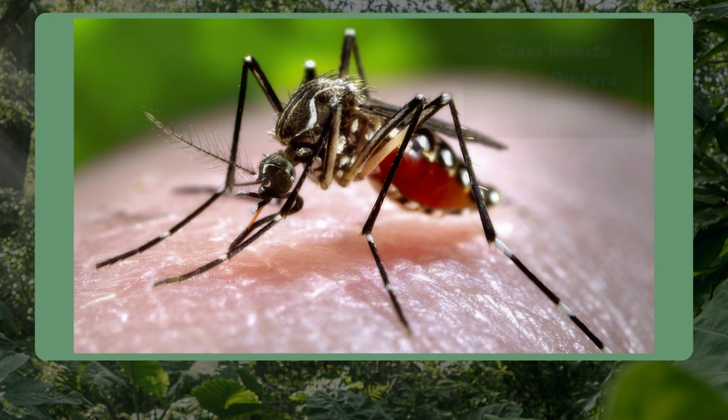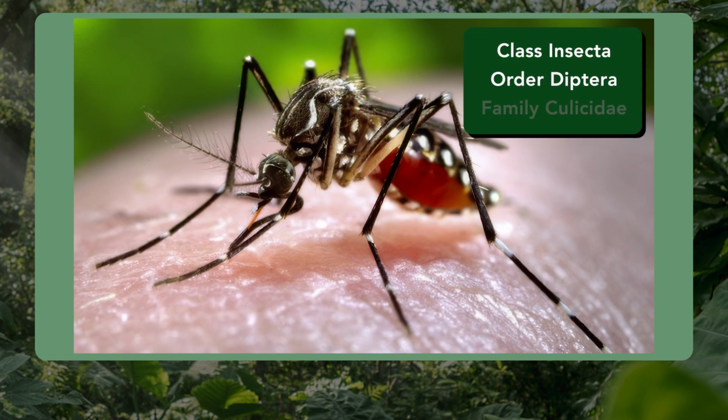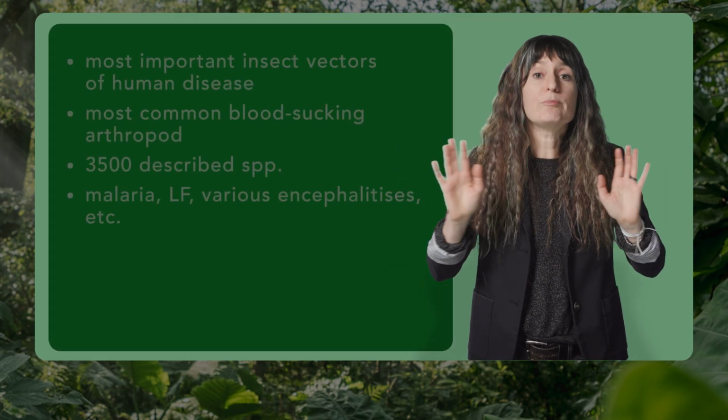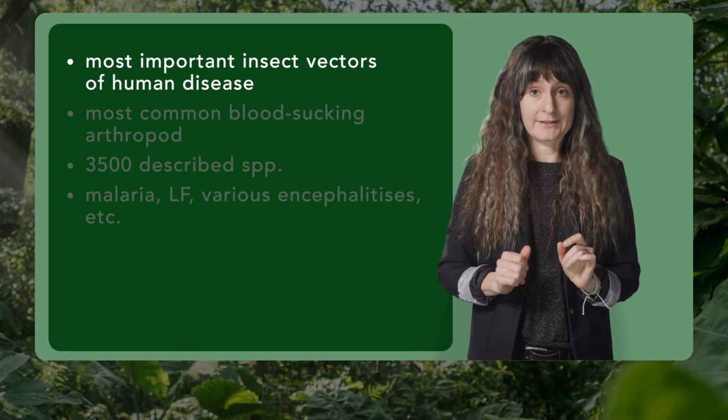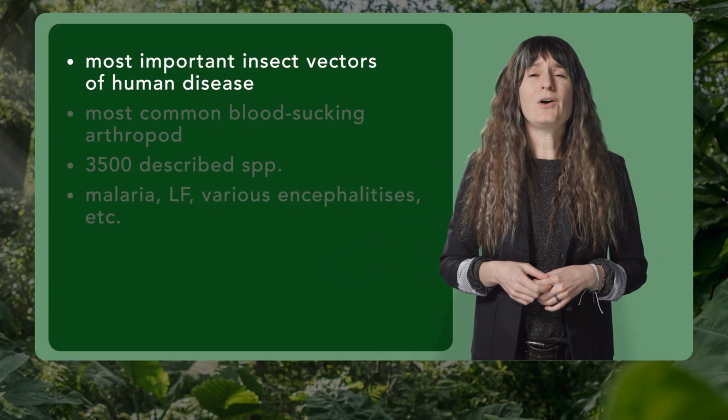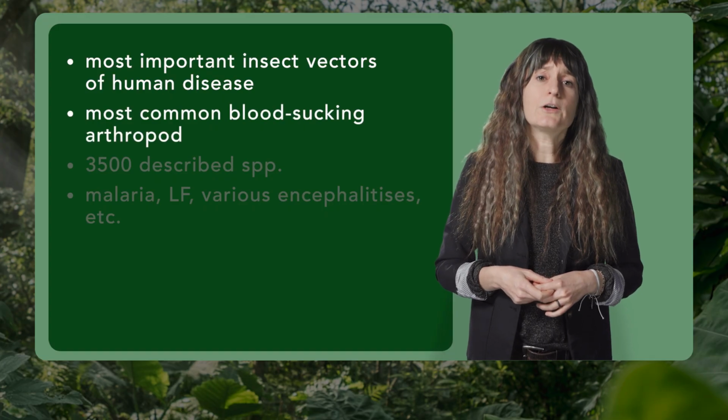Remember, mosquitoes are in the class Insecta and the order Diptera. They're just a single family of flies, plain and simple. And yet this one family is responsible for a huge burden of human pain and suffering. The mosquitoes are hands down the most important insect vectors of human disease, more so even than the lice or the fleas. They are also the most common blood-sucking arthropods.